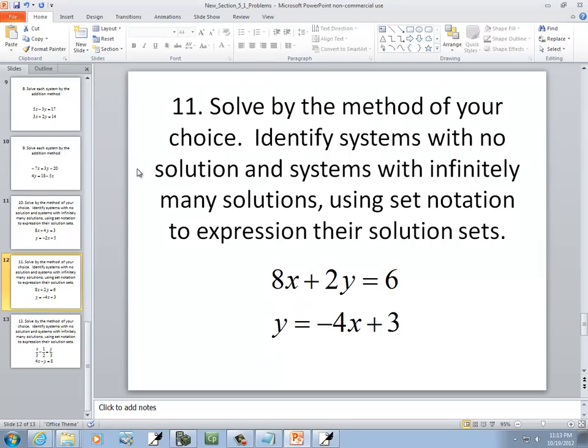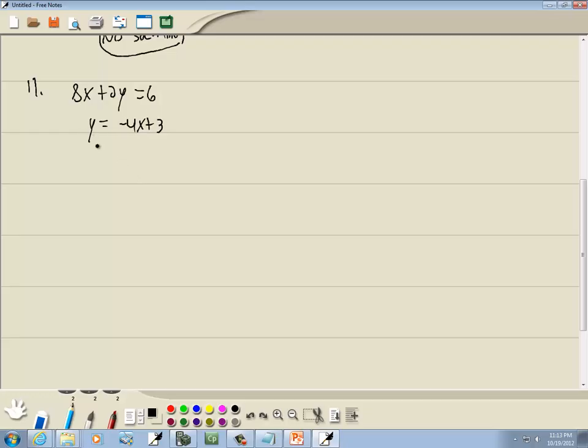Since I did the last one as substitution, I'm going to do this one as addition or elimination method. Well, I'm going to get all the x's and y's on one side. So I'll take negative 4x over to the left side. So we've got 8x plus 2y equals 6. And that would give us 4x plus y is equal to 3. Again, you take anything across the equals, your sign changes.